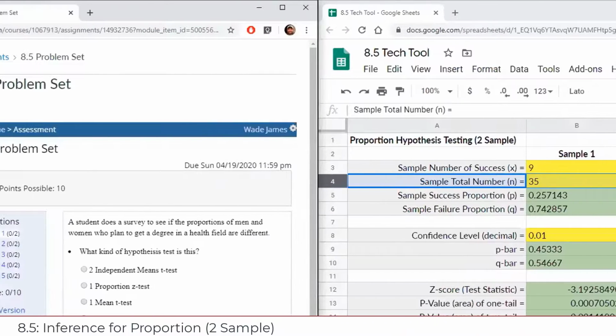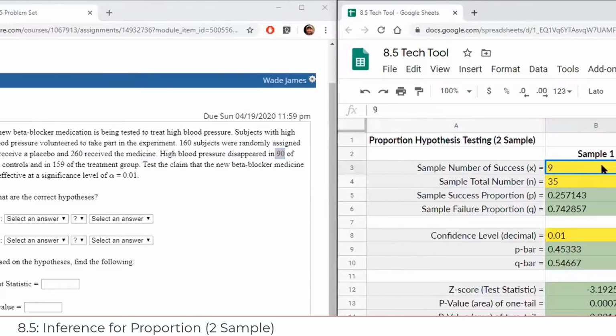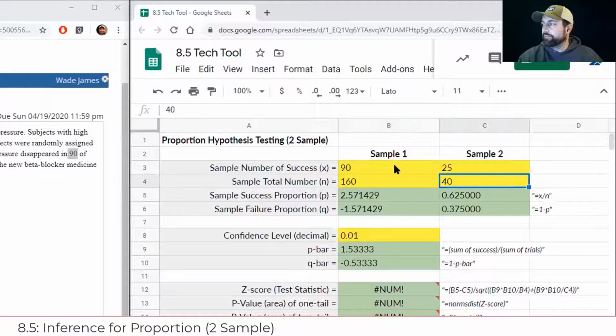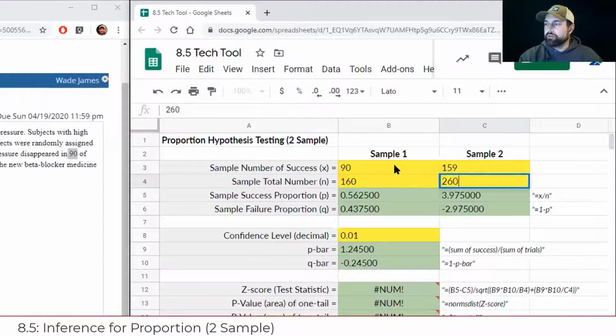So here is the problem set from 8.5. A new beta blocker medication is being tested to treat high blood pressure. Subjects with high blood pressure volunteered to take part in the experiment. 160 subjects were randomly assigned to receive a placebo, and 260 received the actual medication. High blood pressure disappeared in 90 of the controls. So if we let sample 1 be our control, we drop a 90 in there out of 160, and then 159 in the treatment group, and there was 260 in that treatment group.